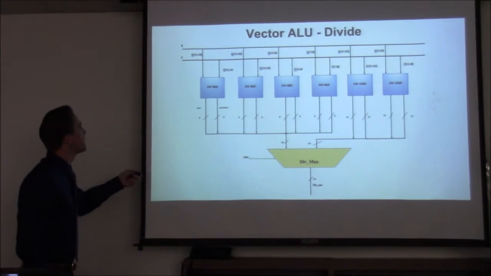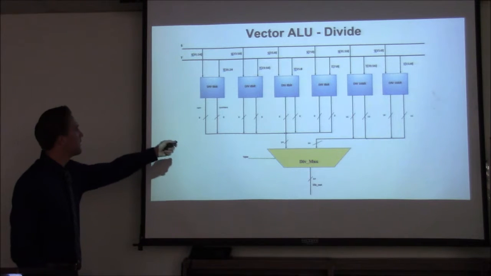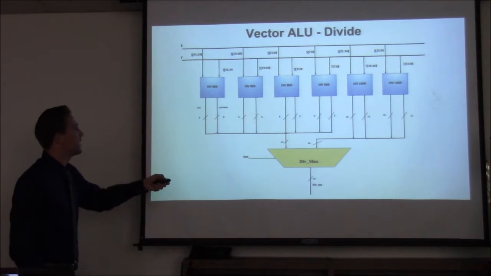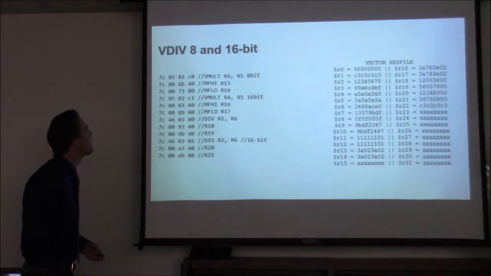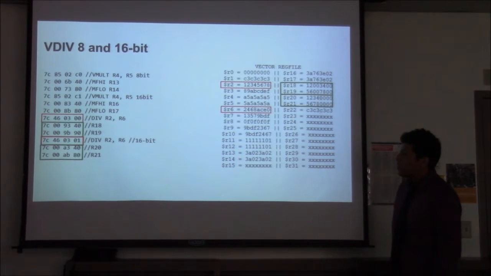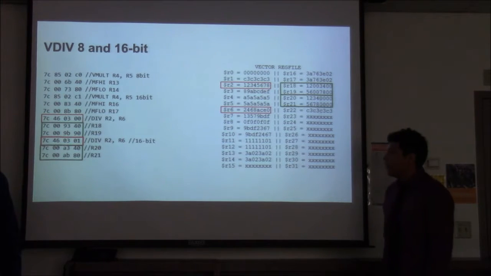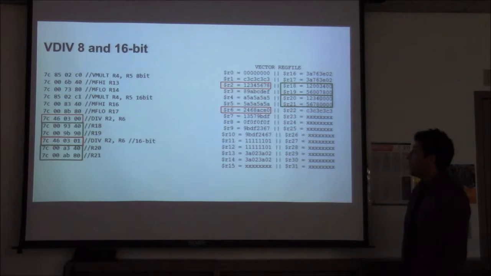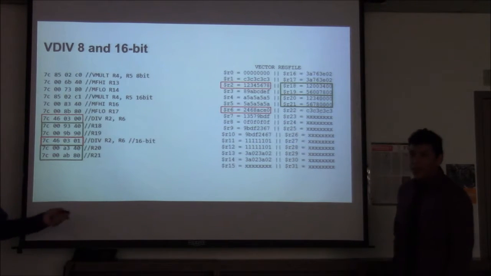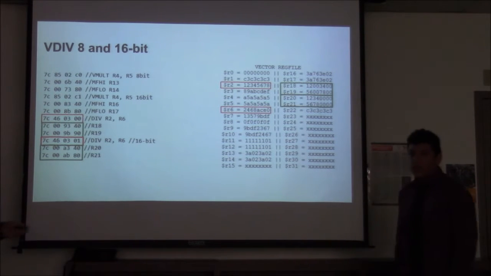So again, the only difference between this and the multiply circuit is that you have the two outputs, the remainder and the quotient, for the outputs of the divide modules, which are then concatenated together to 64 bits in total. Here we're doing the 8-bit divide, dividing registers 2 and 6, storing them into registers 18 and 19, and dividing registers 2 and 6 again in 16-bit mode, storing them into registers 20 and 21. And as you can see, we're dividing a smaller number by a bigger number, showing that the quotient is 0 and the remainder is there, showing the remainder for each one.